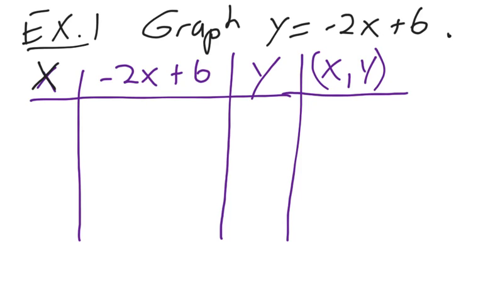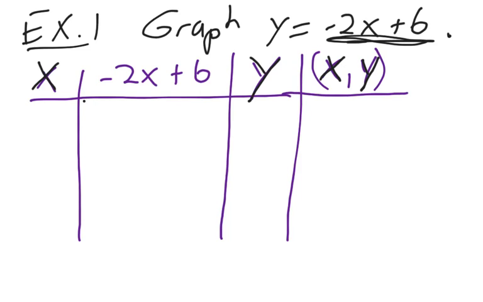And then we're going to put in whatever y equals, so that negative 2x plus 6 goes over here. And then we put our y. And then we just bring the x and y together. Why do you think we do that? Because those are the ordered pairs. That way they're ready to be graphed.